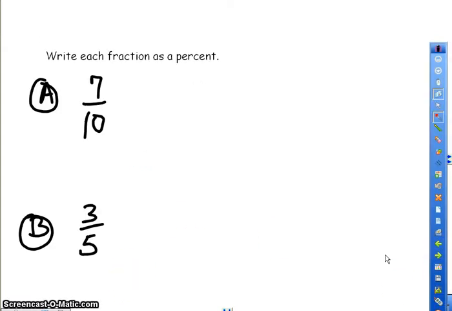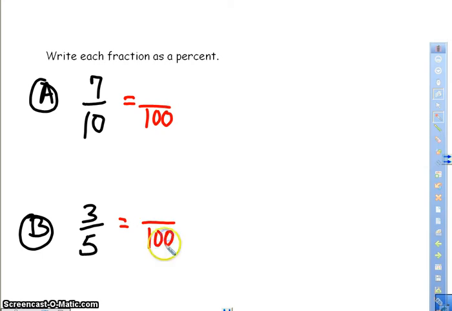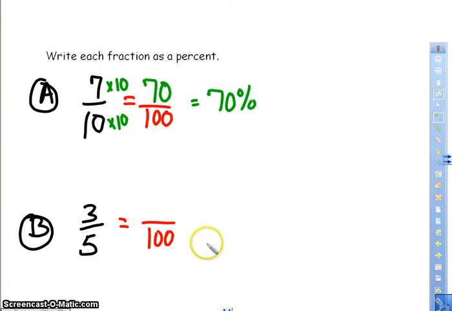So we're going to write each fraction as a percent. I want my denominator to become 100 for both of these. So I need to figure out what times 10 would give me 100, and what times 5 would give me 100. Well, we know 10 times 10 is 100. Whatever I do to the denominator, I have to do to the numerator as well. 7 times 10 is 70. The number that's being compared to 100 is my percent. So this is 70%. 7 tenths is the same as 70%.